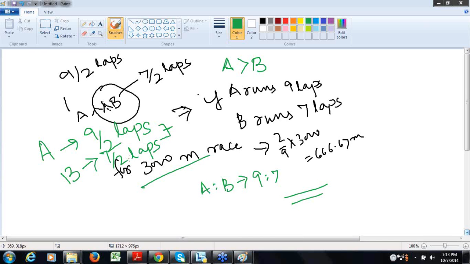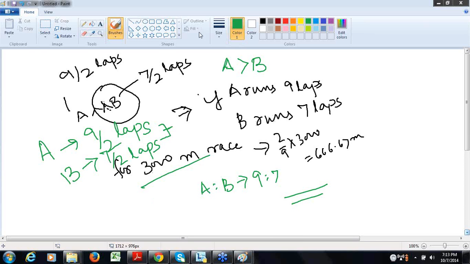Okay, I believe everybody is clear. So if A has completed 9 by 2 laps, B will be completing 7 by 2 laps. Now that means what? If A has completed 9 by 2, B has 7 by 2. So if A runs 9 laps, B will run how many? 7 laps. Just multiply it by 2, it won't make a difference. So the ratio of the speed is what? 9:7. The ratio of the speed is 9:7.